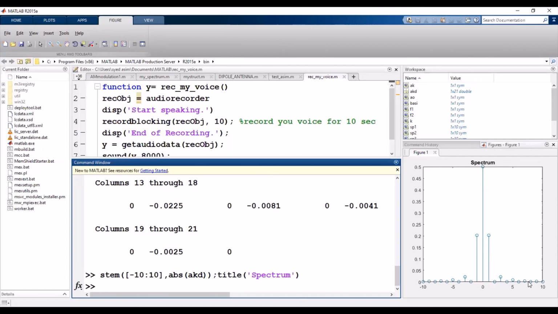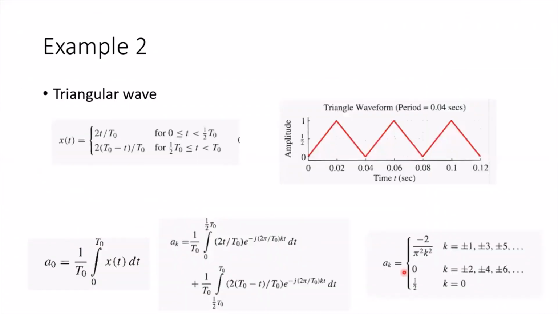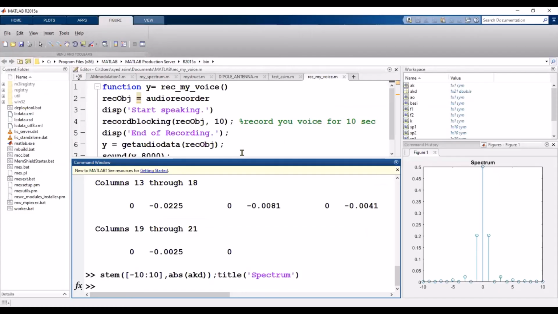So that is from today's lecture. As I show you in my slide, this expression for ak, we calculate the spectrum as it is. We just need to make it very simple to avoid any mistake. Just simply define everything with different variables, so you can easily input in the expression and avoid any error.